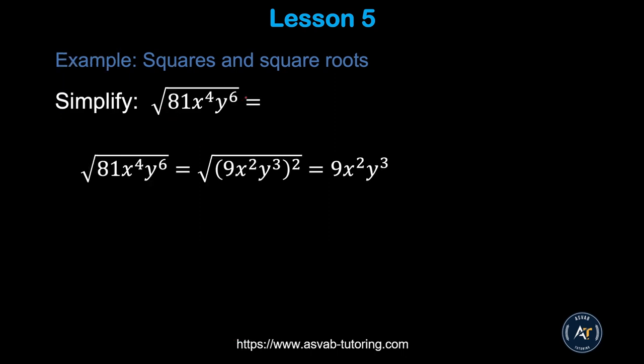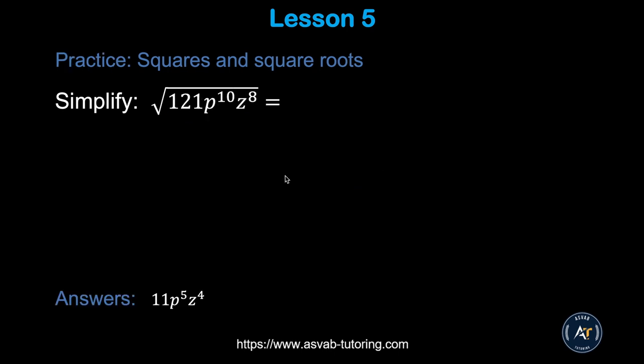Another example. Actually this question came in the test many times. So you have the square root of 81 and so on. If you have it like that, you need to treat each term separately, okay? So the square root of 81 gives you 9. X to the fourth power gives you x squared, and x to the power 6 gives you x cubed, because the square root and the square cancel out. So that gives you y to the third power. You try by yourself, make sure that you get this answer.